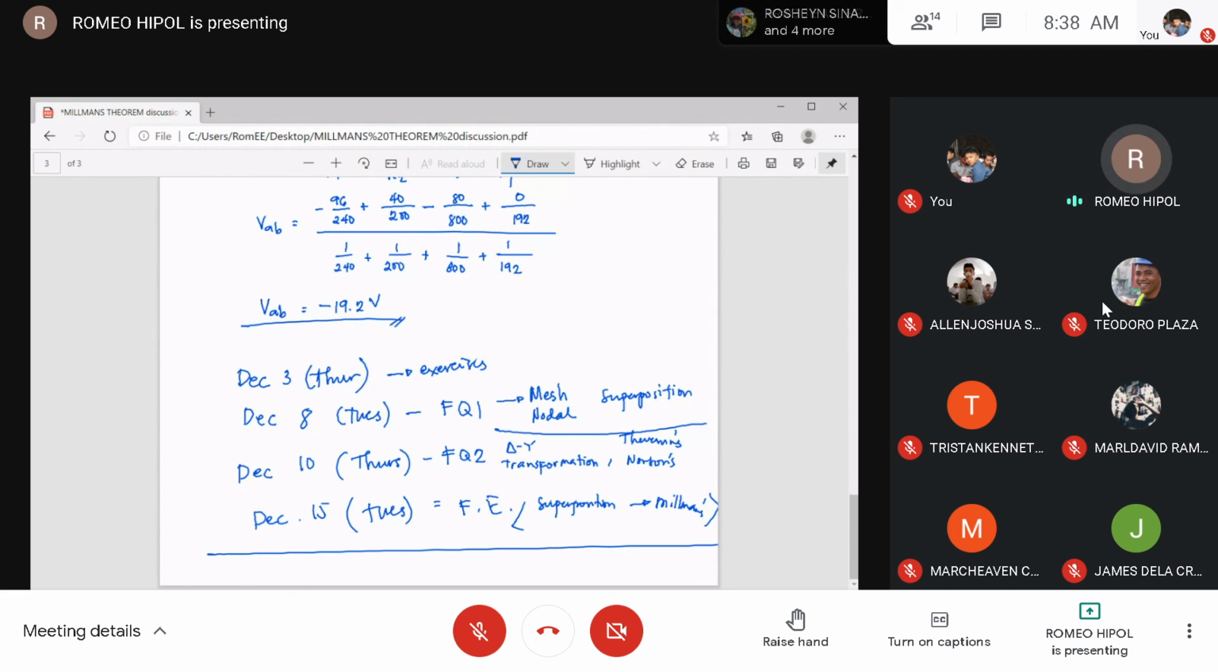Kung gusto niyo, mag-quiz tayo ng mesh nodal tsaka superposition sa Thursday. Pwede rin pala. Kasi natapos na natin ito eh. Kayo, okay lang ba sa inyo? Kasi sasabay ito sa subjects nyo ng mechanics at economy.